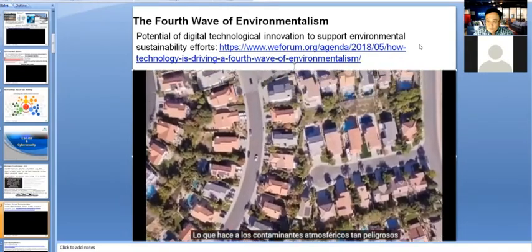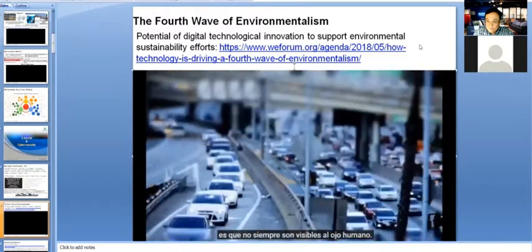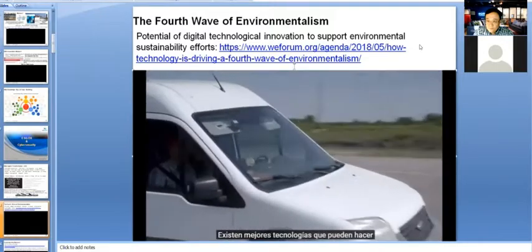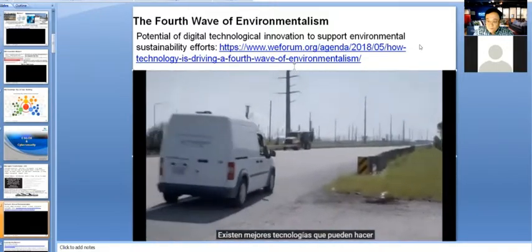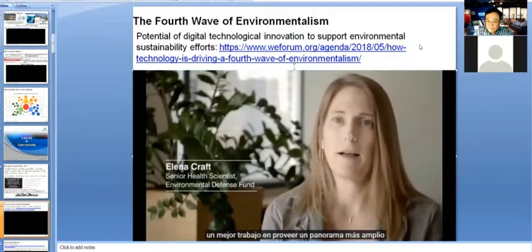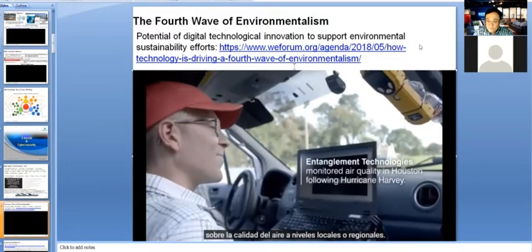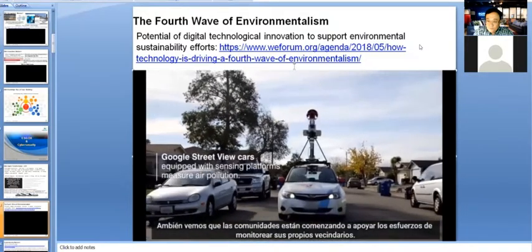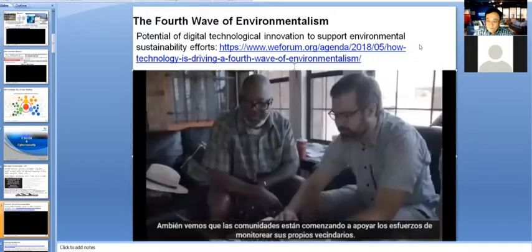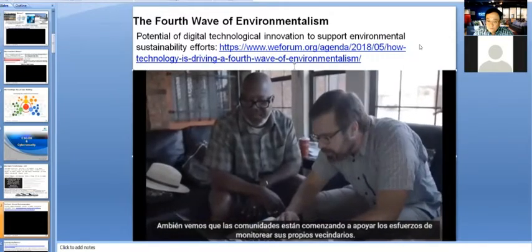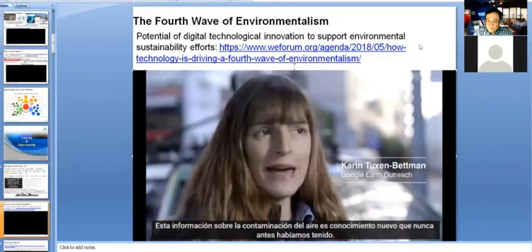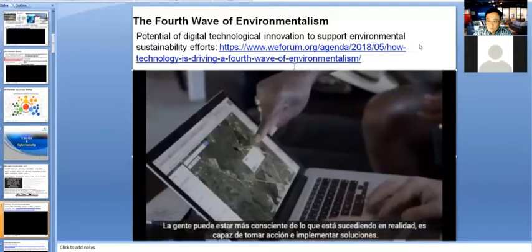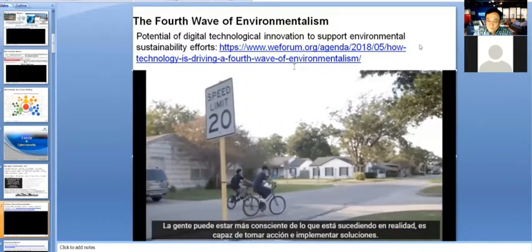What makes airborne pollutants so dangerous is that they are not always visible to the human eye. Typically, urban air quality is measured by one stationary monitor. There are technologies out there that can do a better job of providing a more robust picture of air quality at a local or regional level. We also see that communities are starting to support monitoring efforts in their own neighborhoods. This air pollution information is new knowledge we've never had before, essentially making the invisible visible. People can become more aware of what's happening on the ground. They're able to take action and implement solutions.